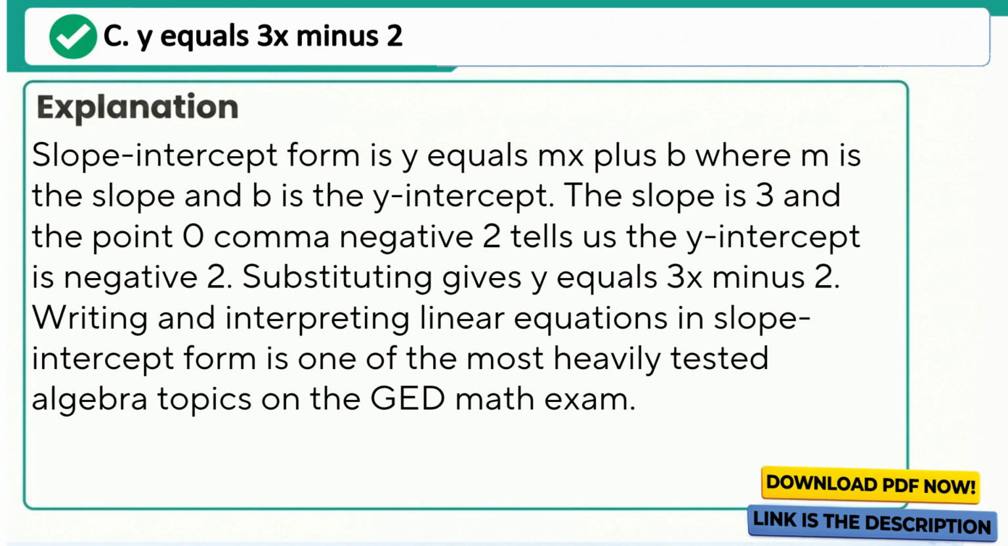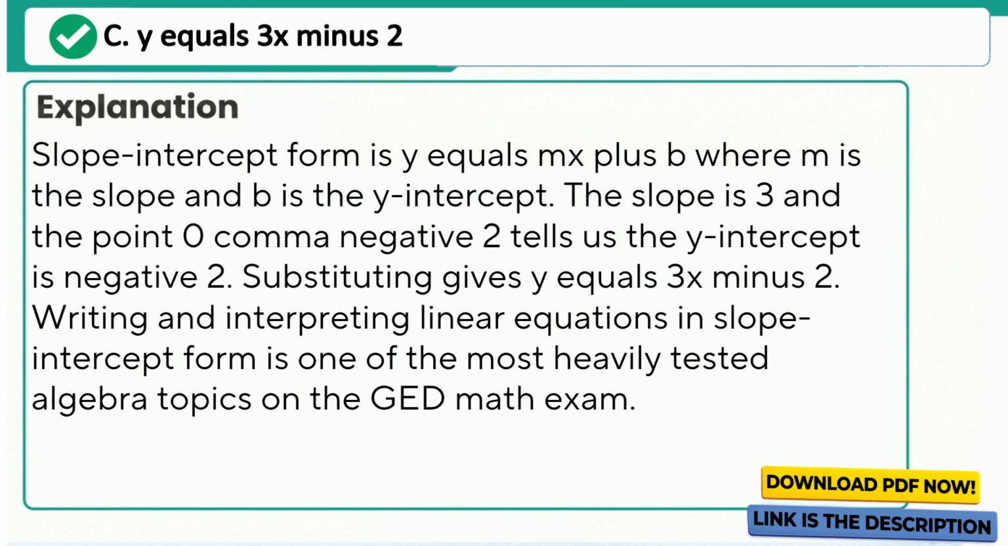Explanation. Slope-intercept form is y equals mx plus b, where m is the slope and b is the y-intercept. The slope is 3, and the point (0, -2) tells us the y-intercept is -2. Substituting gives y equals 3x minus 2. Writing and interpreting linear equations in slope-intercept form is one of the most heavily tested algebra topics on the GED Math exam.